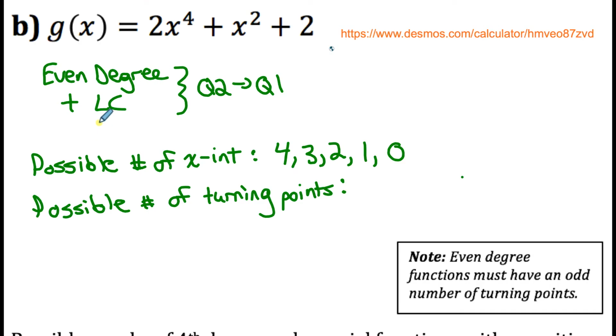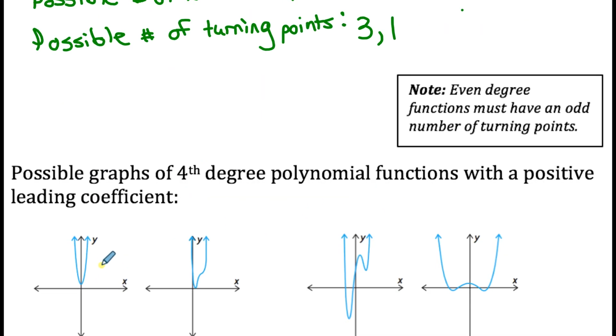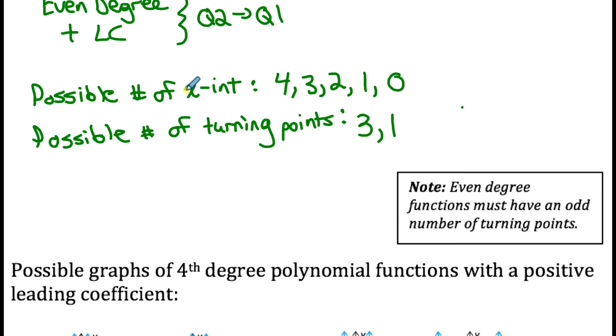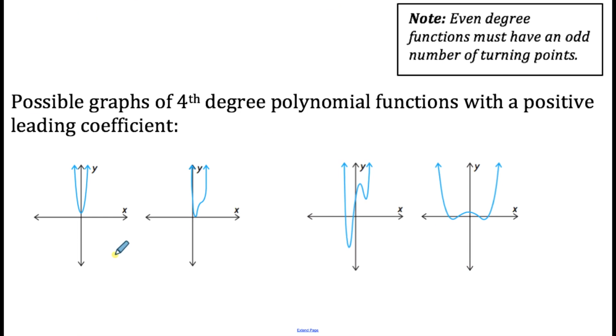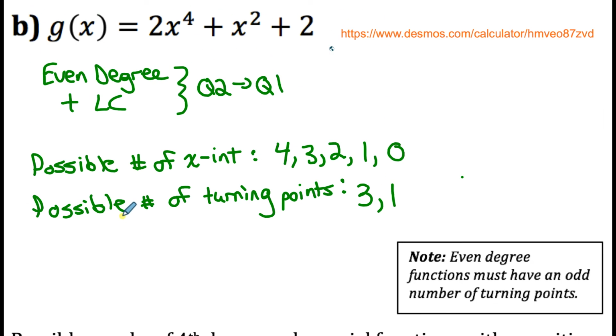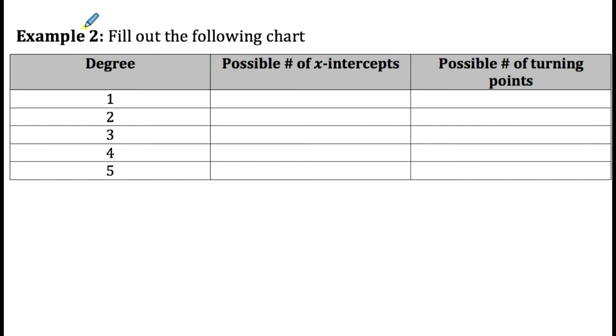So the possible number of turning points for degree 4 is at most 3, or any other odd number less. So 3 or 1. And here are some graphs of different combinations of those numbers of x-intercepts and turning points. Just from the standard form, like I was saying, we wouldn't know which one it is, but we would know what the possibilities are. In order to know for sure what it looks like, we would have to be able to get the function into factored form, and we'll learn to do that later.